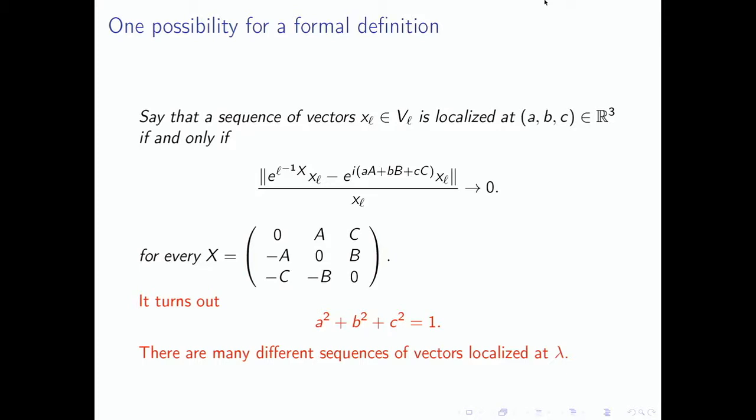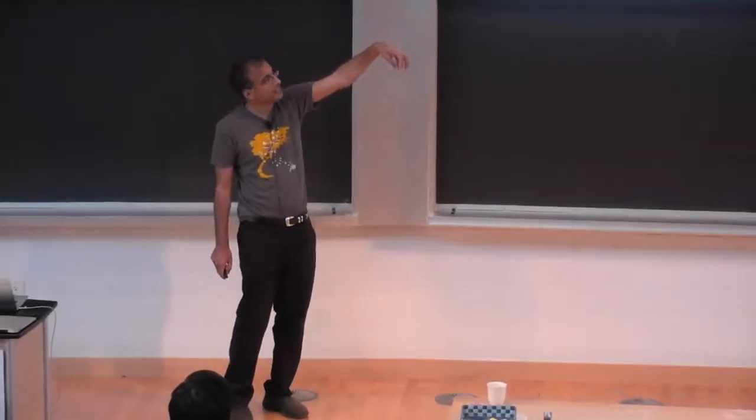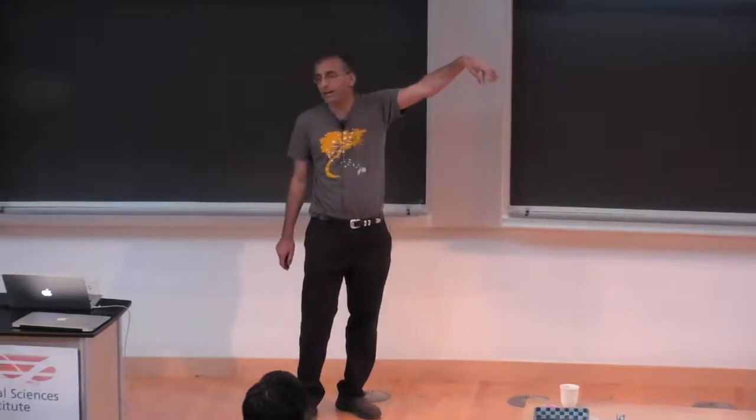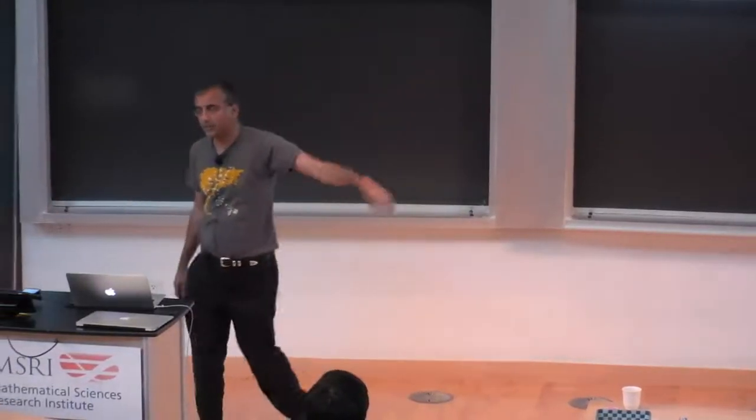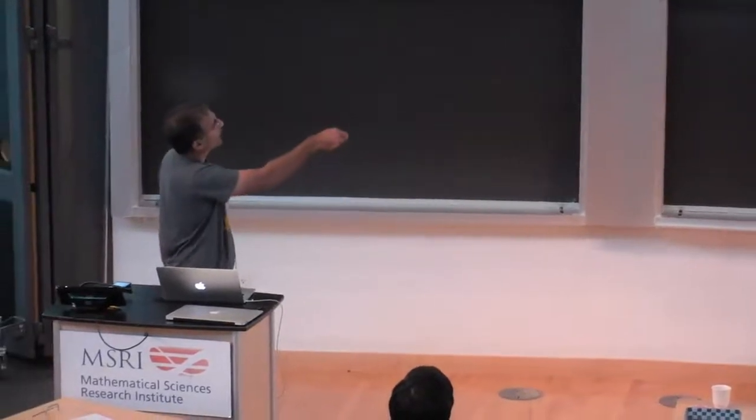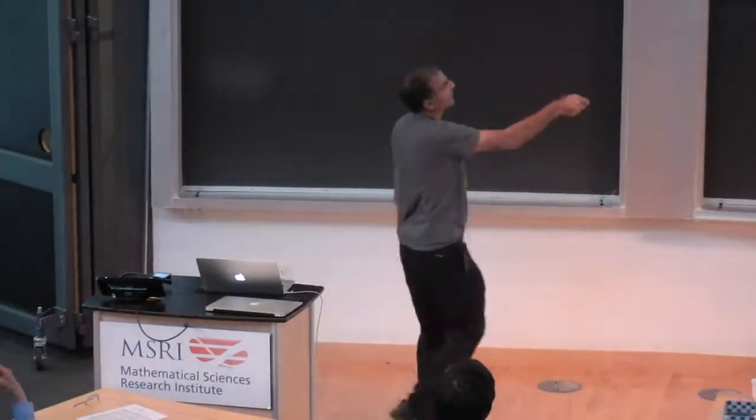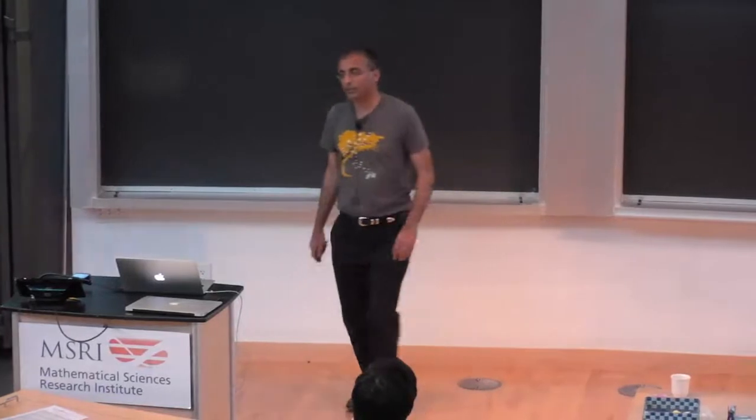This two-sphere, by the way, is a different two-sphere. This is some two-sphere in a frequency space. And there are many different sequences of vectors that localize at a given point. So realistically, there are different amounts of localization you could demand. You could demand localization right down to the uncertainty scale. This is sort of the weakest amount of localization you could possibly ask for and still reasonably call it localization.